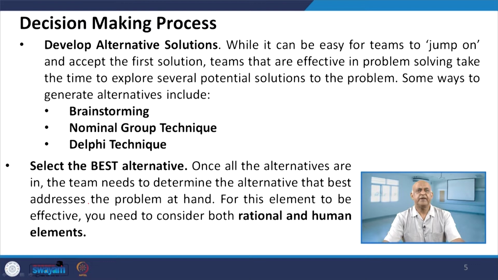After identifying a number of solutions, you need to select the best alternative. Once all the alternatives are in, the team needs to determine the alternative that best addresses the problem at hand. For this element to be effective, you need to consider both rational and human elements. So what will be the best alternative?